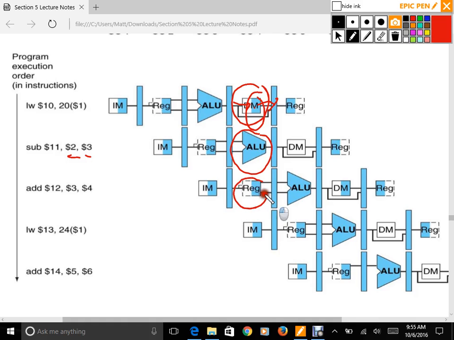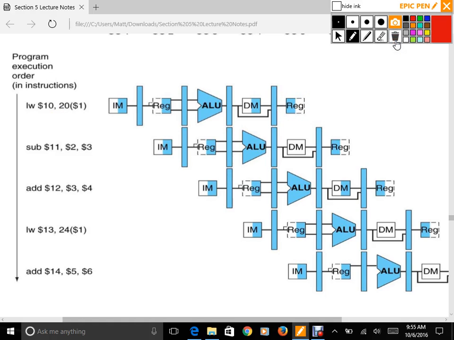The instruction decode stage is getting registers 3 and 4 and putting them on this buffer here. In the instruction memory, we are getting the load word instruction. Does that make sense so far? At the fifth stage, we are writing the value to the register. So this is where write then read comes into play, and I'll explain that in a second.